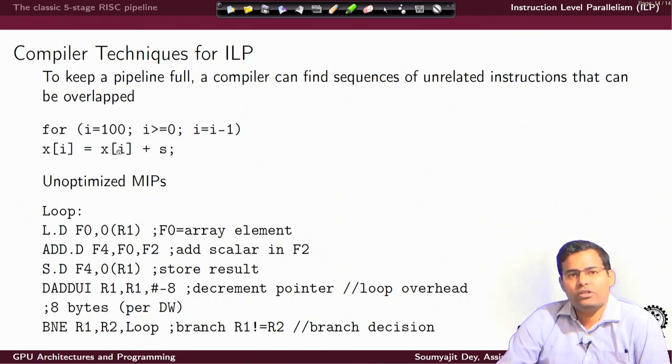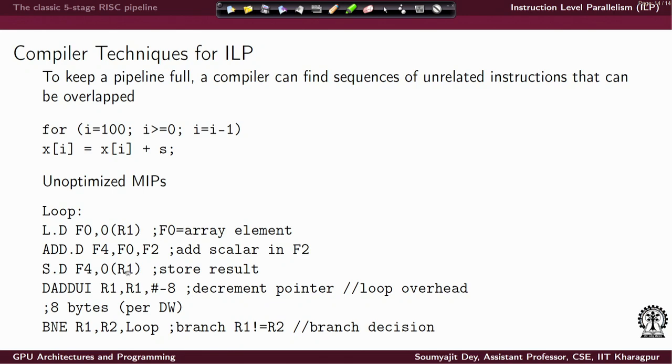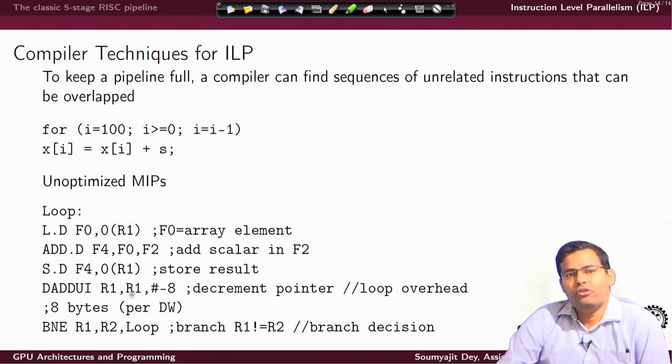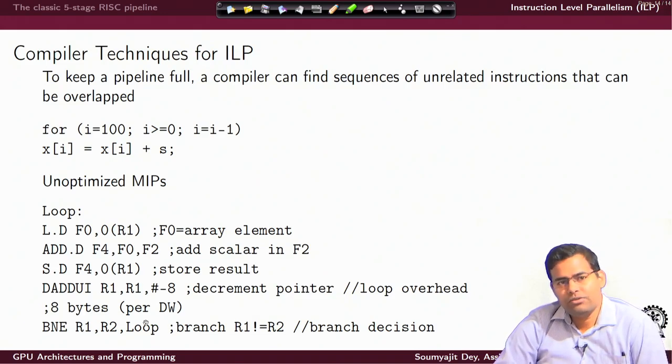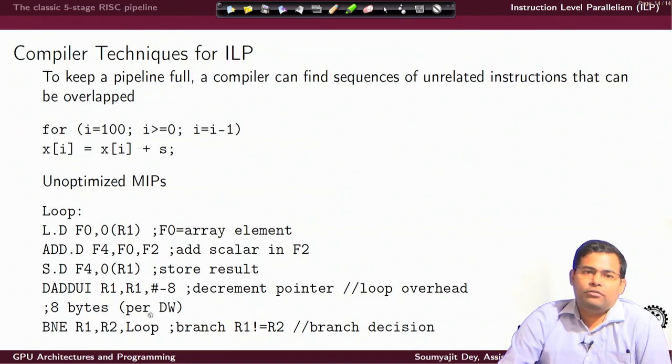So F4 essentially has the content of x100 plus s, and then you store the result. Where do you store it? You are supposed to store it exactly at the same place from which you read it, so you store it by this instruction exactly at that location. What do you do after that? You are supposed to browse back in the array. How do you do that? You decrement the pointer by 8 bytes, that is the width of the double type words. So you decrement the content of R1 by 8, and then you branch again into the loop in case you still have data to be processed.